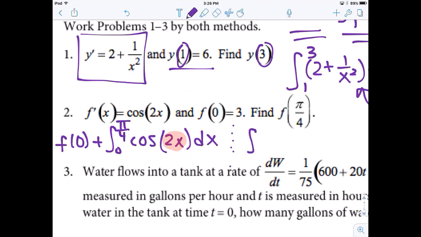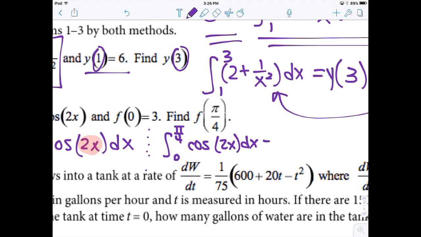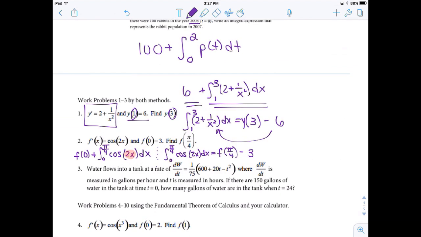Or you could say, okay, the integral from, what are my two values, 0 and pi over 4 of cos 2x is going to have to be f of the upper bound minus f of the lower bound. And we know f of the lower bound is 3, so we could plug that 3 in there, and you wind up with the same expression, right? So either way, that would work.